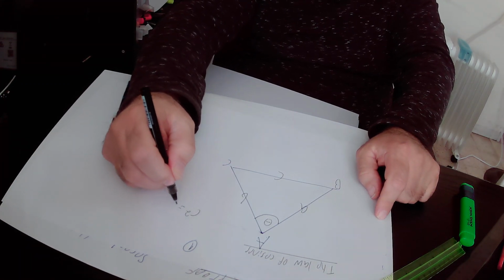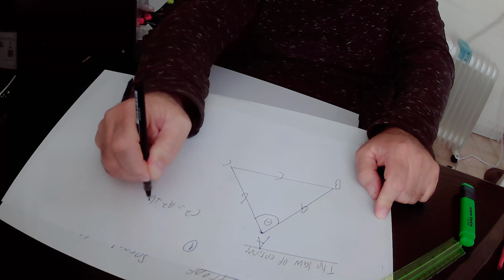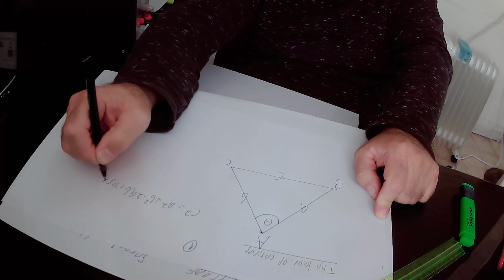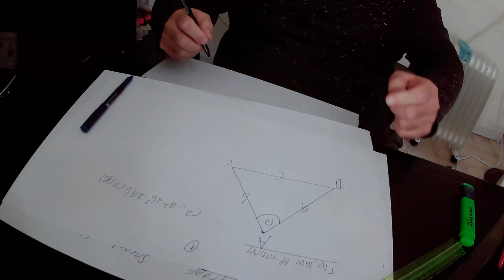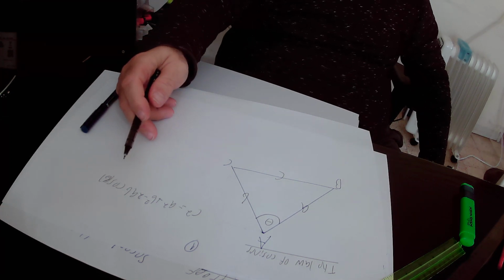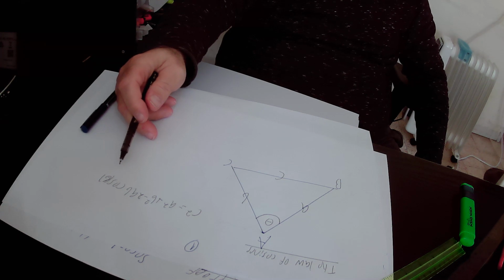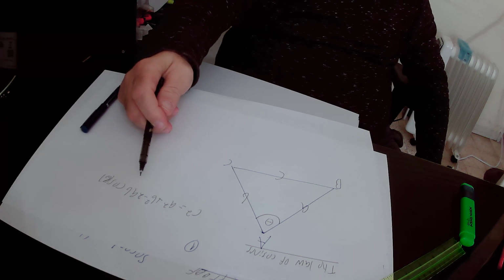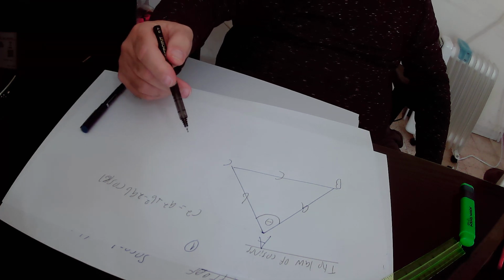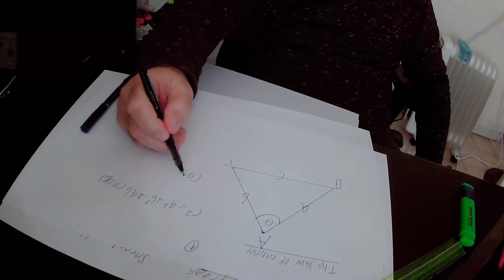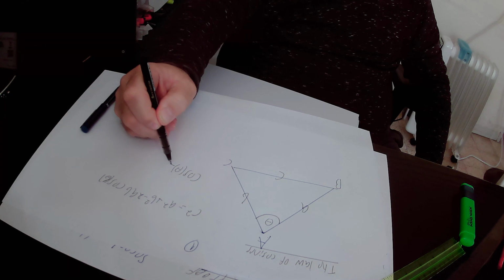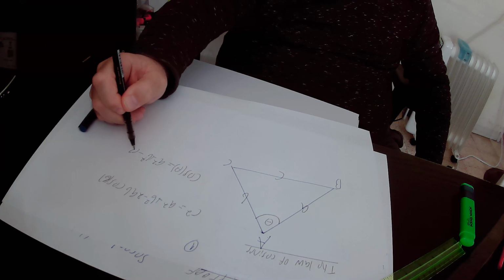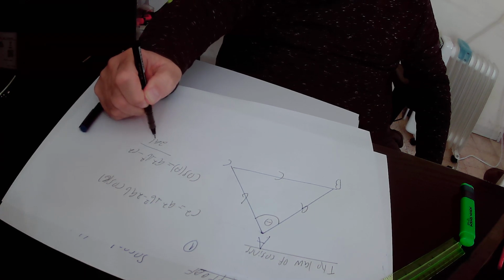C square equals A square plus B square minus 2 times AB times cosine theta. Okay? If we add 2 times AB cosine theta to this equation, then subtract C square from this equation, and then divide this equation by 2 times AB, finally we will get that cosine theta equals A square plus B square minus C square over 2 times AB. Okay?